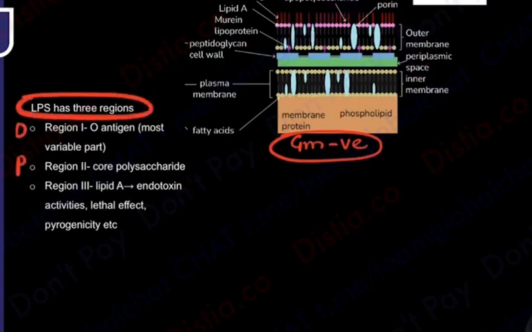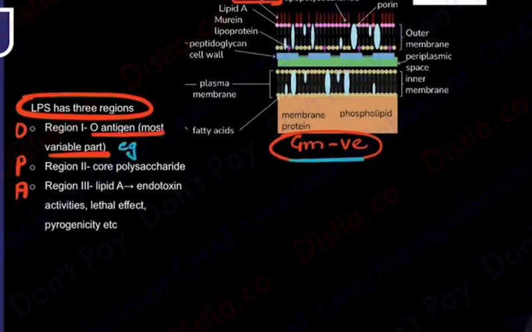What is OPA? There are three regions that a lipopolysaccharide has. If you look carefully on the top, you have an O antigen. Guys, O antigen is the most variable part. Maximum variations in a gram negative organism are because of this O antigen. And I'll give you an example.